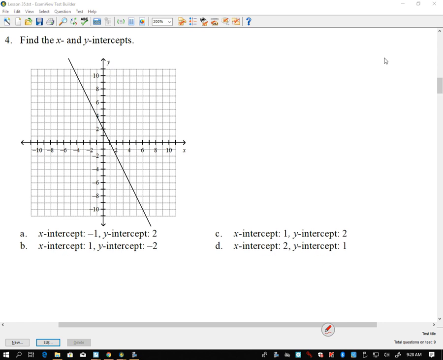All right. Here we should be able to just simply look at it, right? Let's see, Mia, what is the y-intercept here? Y-intercept is 2. Good. And what is the x-intercept, Jordan? 1. Good. X-intercept of 1, y-intercept of 2. I think C is your answer on that. Let's see, number 4, C. Good.